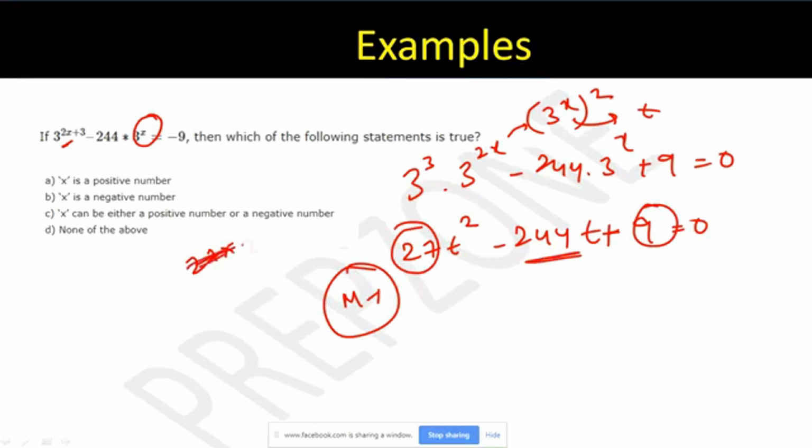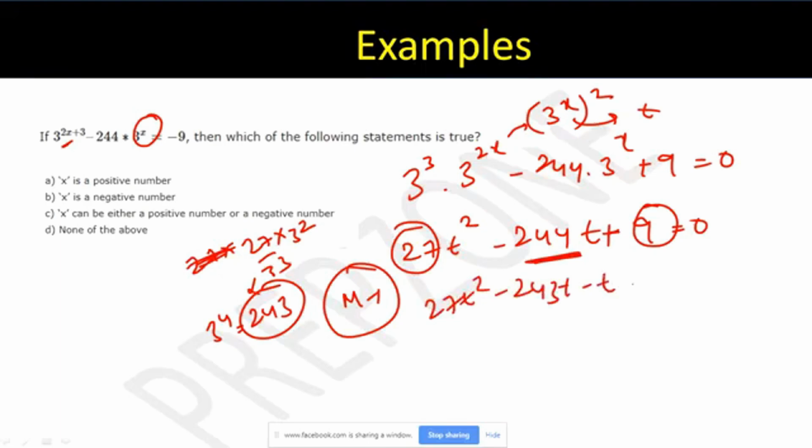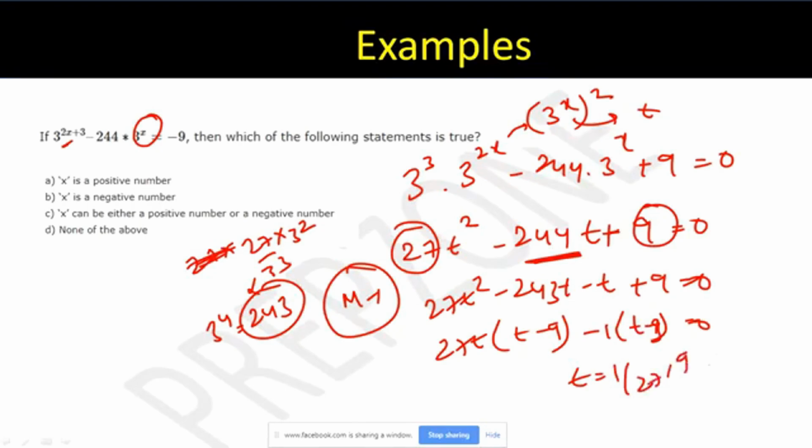ठीक है? 27 into 9 कितना होता है guys? This is 3 square, this is 3 cube, so it's 3 to the power 4, 81 into 3, which is 243. Product is 243, sum is 244 आ रहा है, so this is 27t square minus 243t minus t plus 9 equals to 0. 27t common लिया, t minus 9 बनाओ, minus 1, t minus 9 equals to 0. So t can be 1 by 27 or t can be 9.